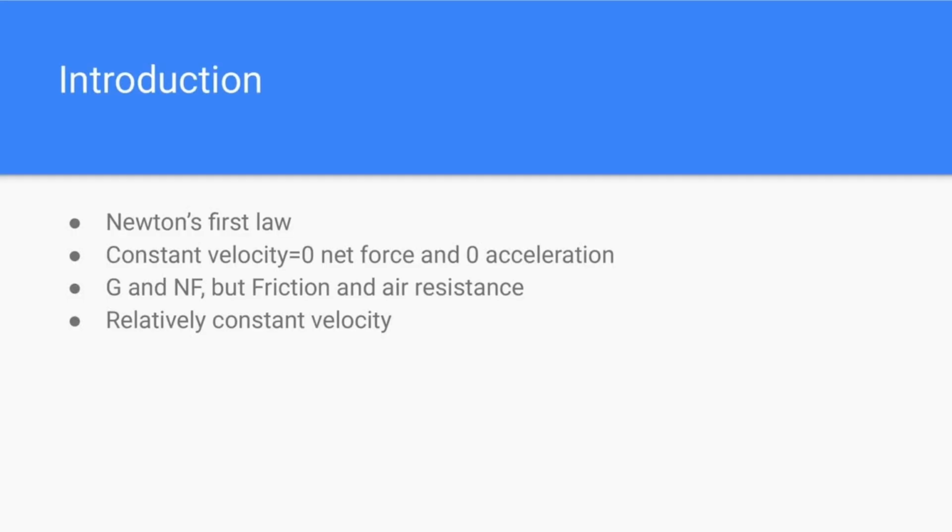Introduction: we're going to go over Newton's first law, and then we're going to go over constant velocity and what that means in terms of force and acceleration, which is Newton's second law. We're going to go over the forces that are acting on our experiment, which are gravity and normal force, with friction and air resistance. The conclusion that we got from our experiment was a relatively constant velocity, even though there are other forces acting on it to make the net force not equal to zero.